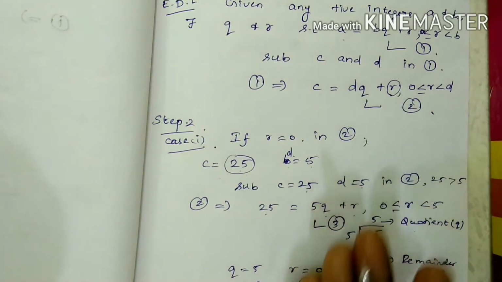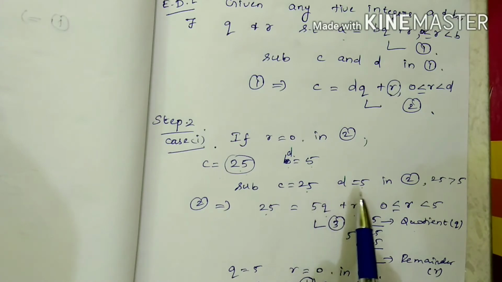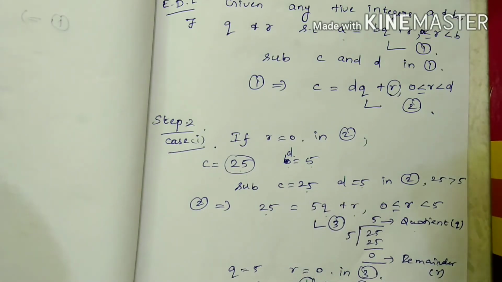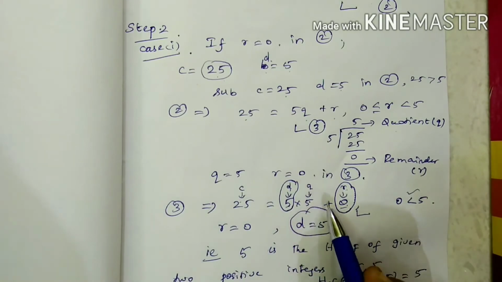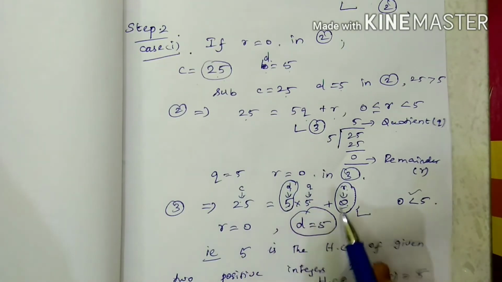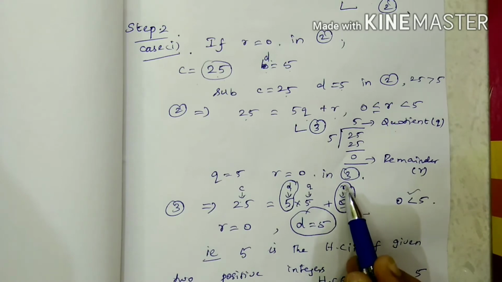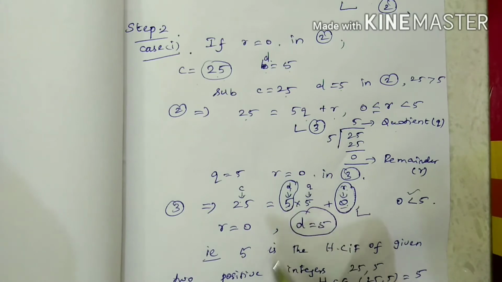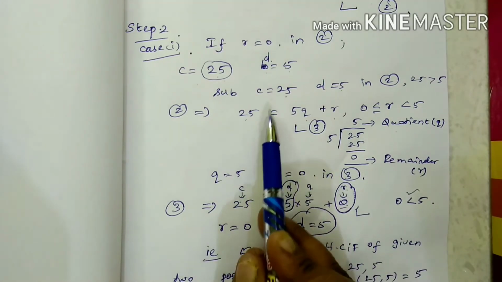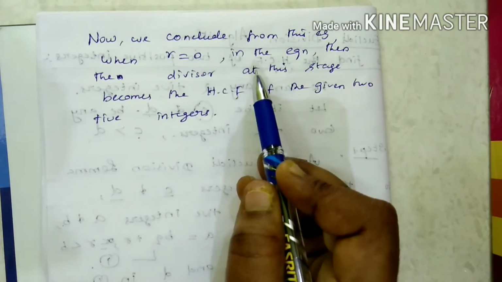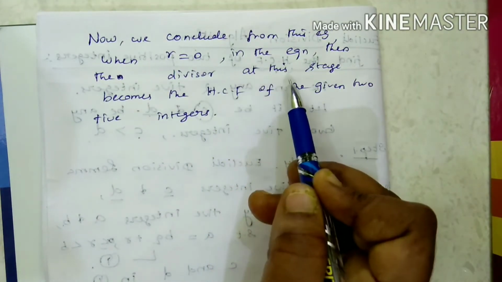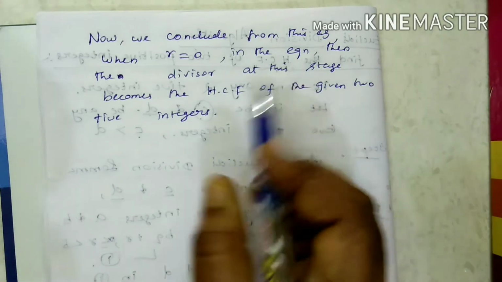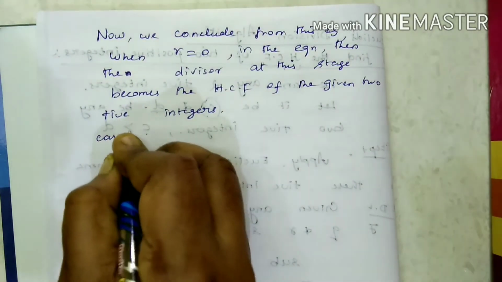Now we are applying the Euclid's division lemma to these integers 25 and 5, and we are finding the values of Q and R. Here the remainder R becomes 0. So at this stage the divisor is 5. So 5 becomes the HCF of the given two positive integers 25 and 5. So from this example we conclude that when R is equal to 0 in the equation, then the divisor at this stage becomes the HCF of the given two positive integers. Now we can consider case 2.